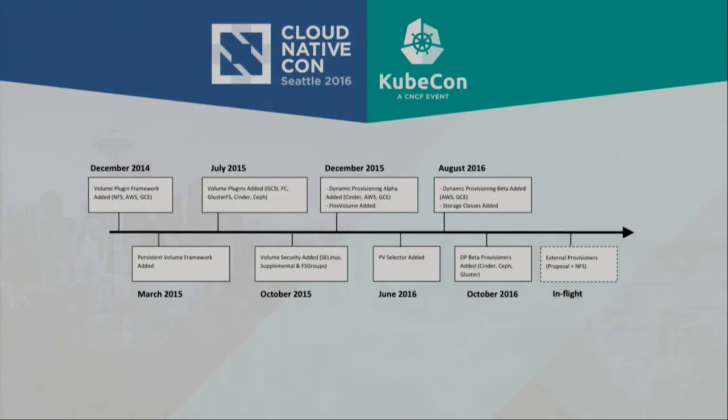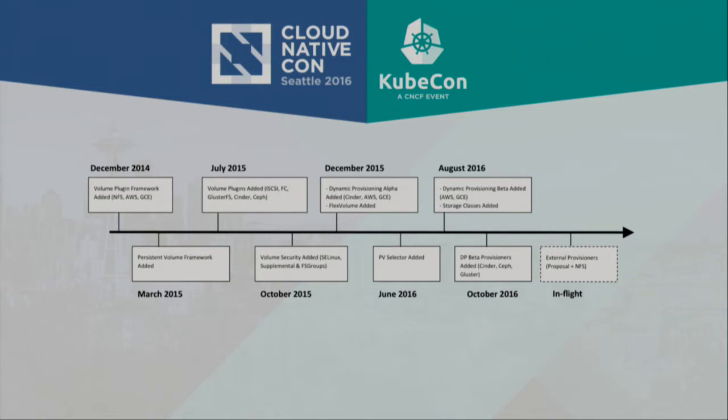So kind of a brief roadmap. We started with the basic volume plugin framework at the initial launch of Kube, and that's a very specific specification of the volume that you're going to use in a pod. And since then, we've added different volume plugins. We've added dynamic provisioning in alpha. We've added dynamic provisioning in beta. We've added volume selectors. We've added security. We've started adding external provisioners, and that's pretty much what we're working on right now.